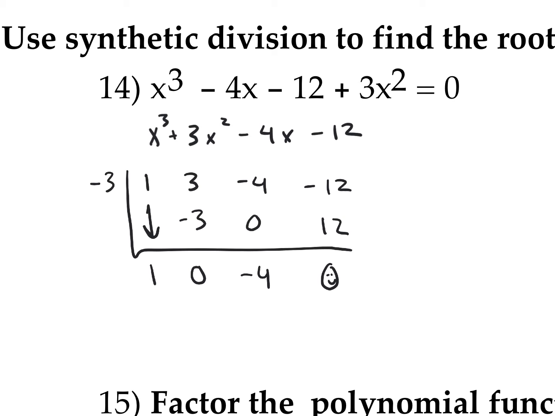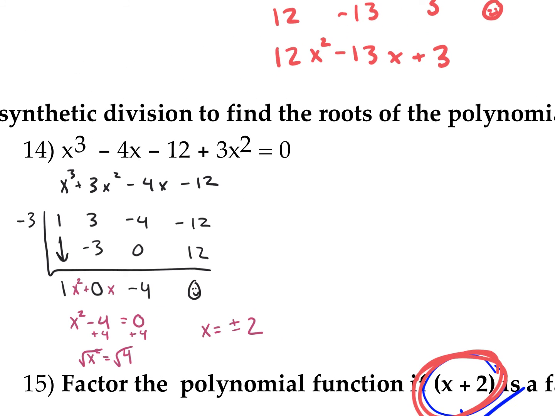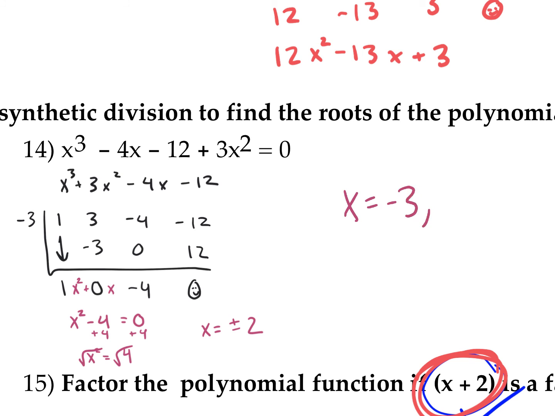And then from here, this is 1x squared plus 0x minus 4. So this would just be x squared minus 4, which I could factor, but I don't need to. I could just set it equal to 0 to find the other roots. Add 4 to both sides. x squared is equal to 4. Take the square root. So what's x equal to? Plus or minus 2. So in addition to x is equal to -3, my other roots are 2 and -2.